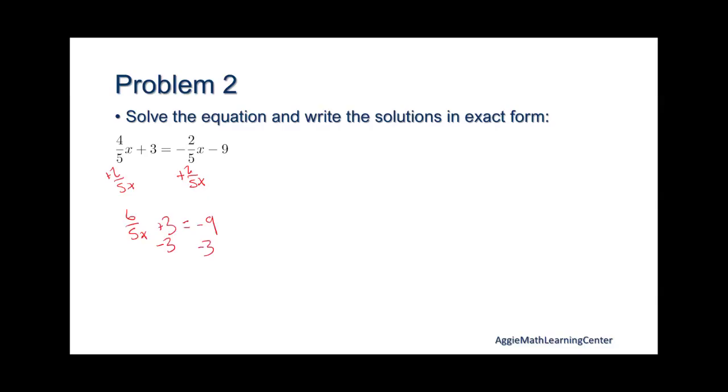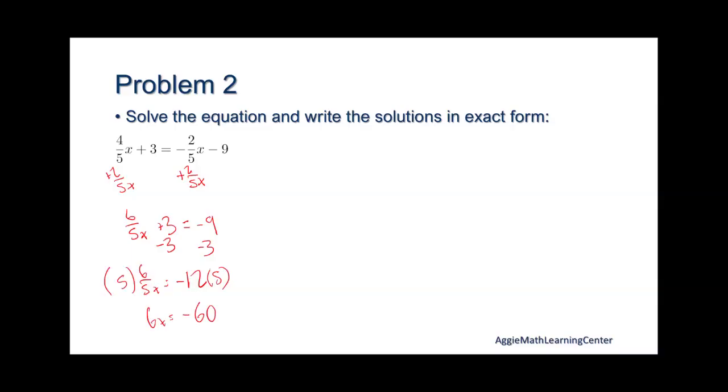Get x's all on one side, everything without an x on the other side. -9 minus 3 is -12. Okay. And what's our last step we need to do in this? Times it by 5. Yep, times everything by 5. So 6x equals -60.